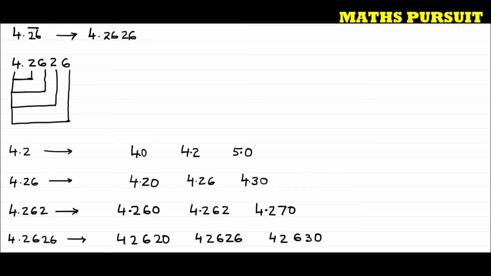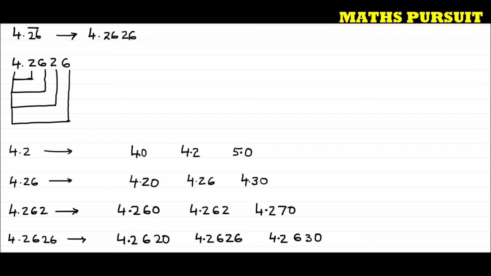And now let me retain the decimal. Let me put back the decimal. So 4.2626 will fall in between 4.2620 and 4.2630. So guys, what we observed from here, we observed that we have divided the number line into 10 different parts and we try to find out the required number.